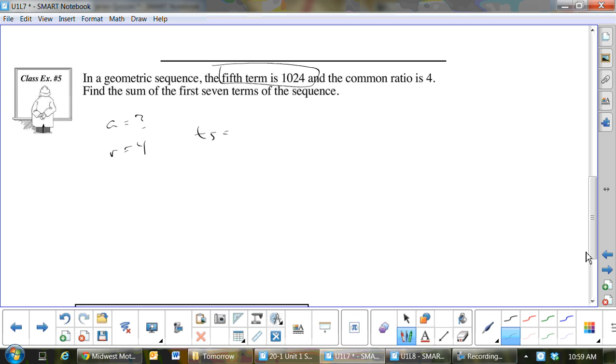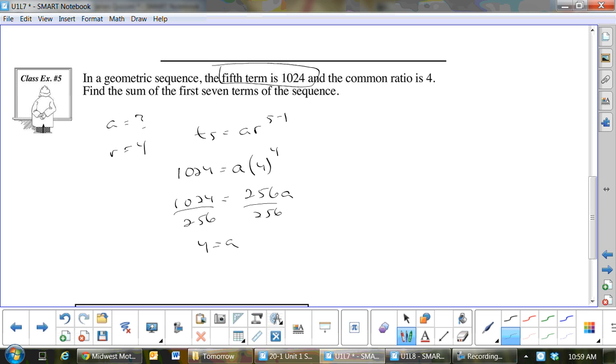T5 equals A R to the 5 minus 1. So what's T5? It's 1024. What's A? I don't know, or I wouldn't be doing this. What's R? 4 to the 4. Now 4 to the 4 is 64? 256, right? 256A. Now divide both sides by 256, and you will get 4 equals A.